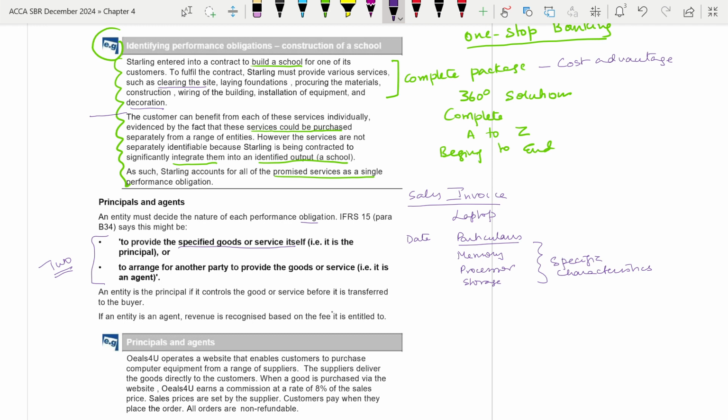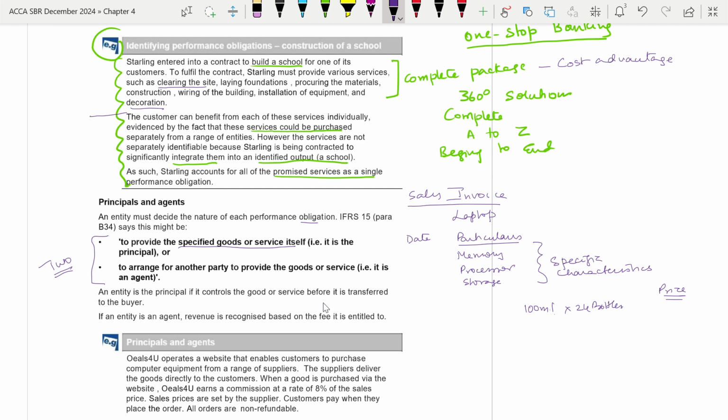Milk also, or water also. They say it is 100 ml. You see the invoice the next time you are purchasing any product. They say 100 ml, and that these are 24 bottles. They will give the price. This is what we are talking about: specific goods or services.